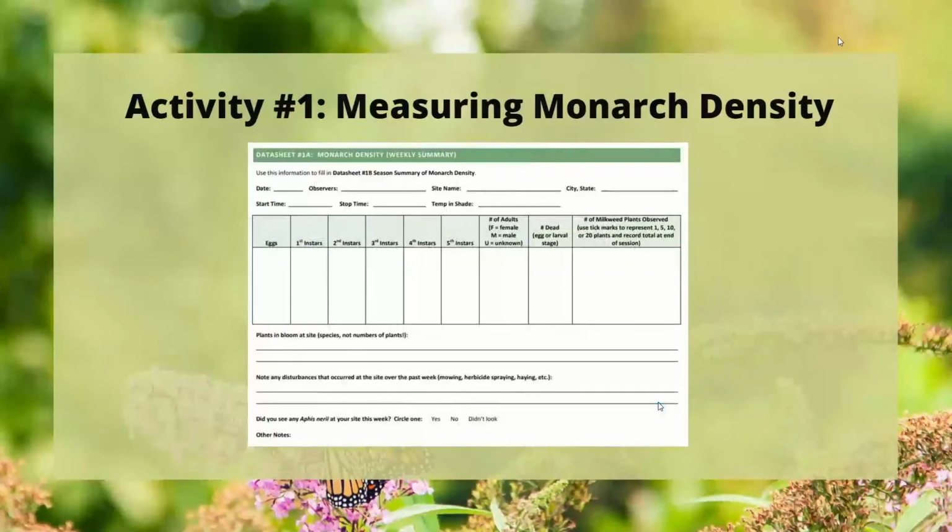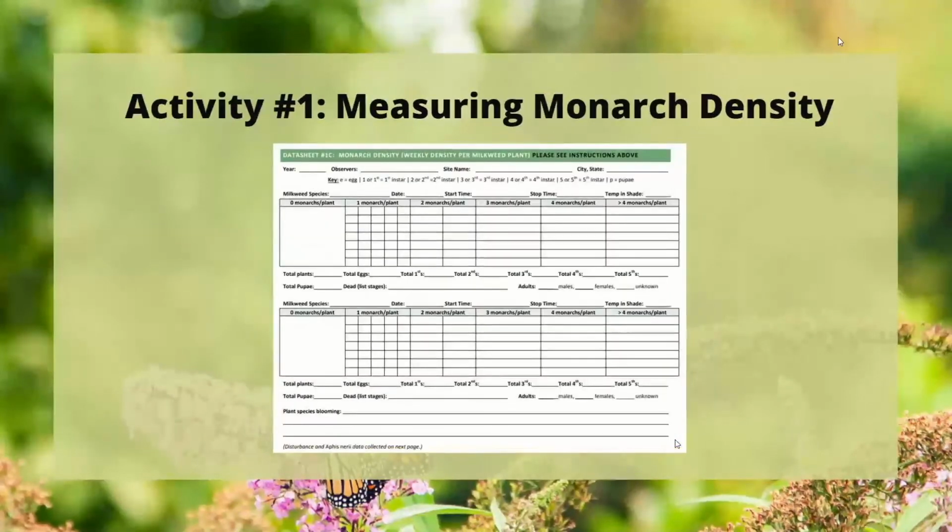So really quickly, there's just a simple data sheet that we ask you to fill out. This is the simplified version, which is Data Sheet 1A. We're just asking you for your totals here. So over your whole site, how many eggs are you seeing, how many of each instar? And then Data Sheet 1C is a slightly more complex one. If you're monitoring with kids, we recommend 1A; 1C is helpful for adults. This is where we're asking you to record what's on each individual plant.